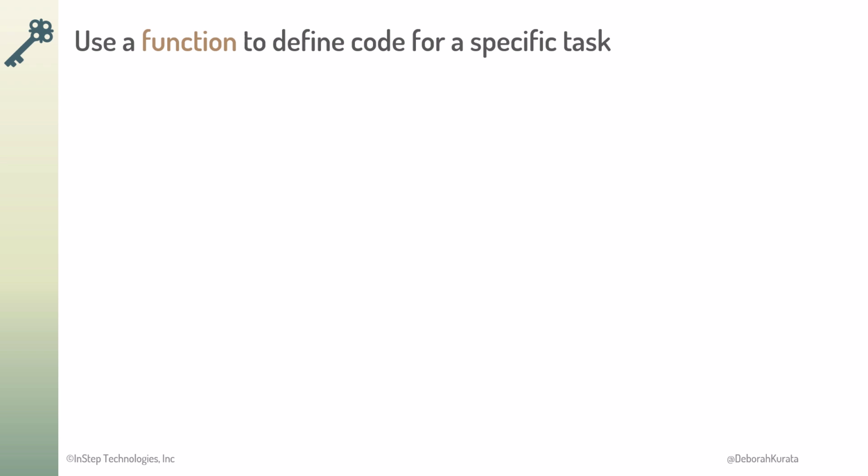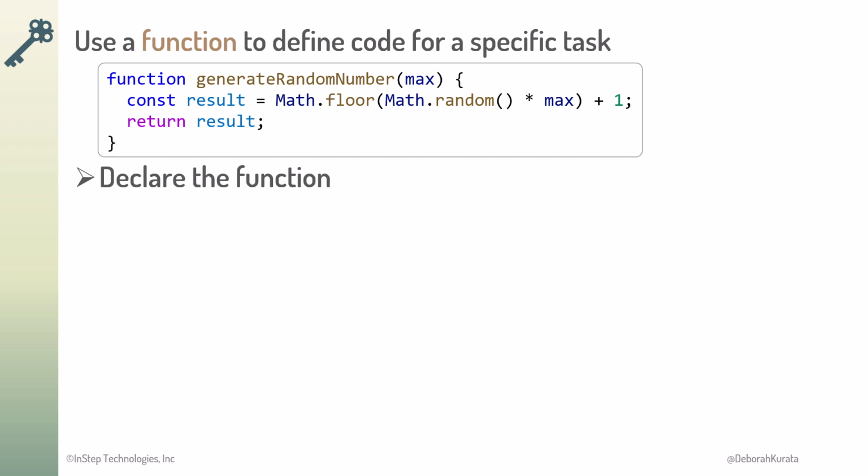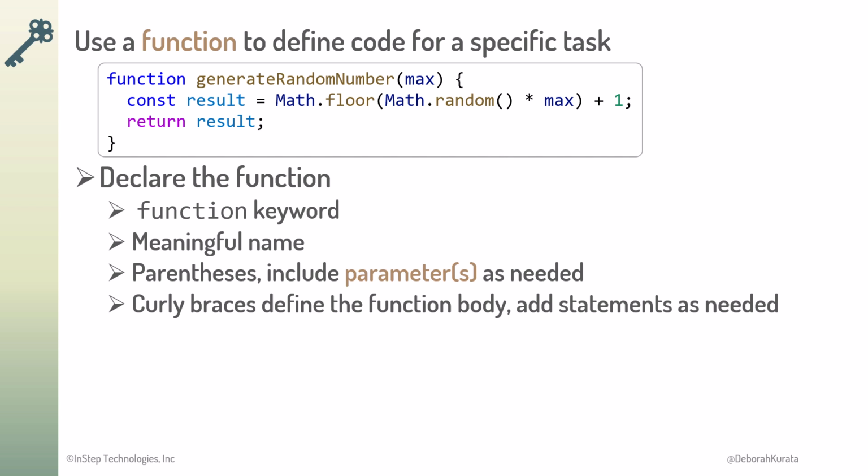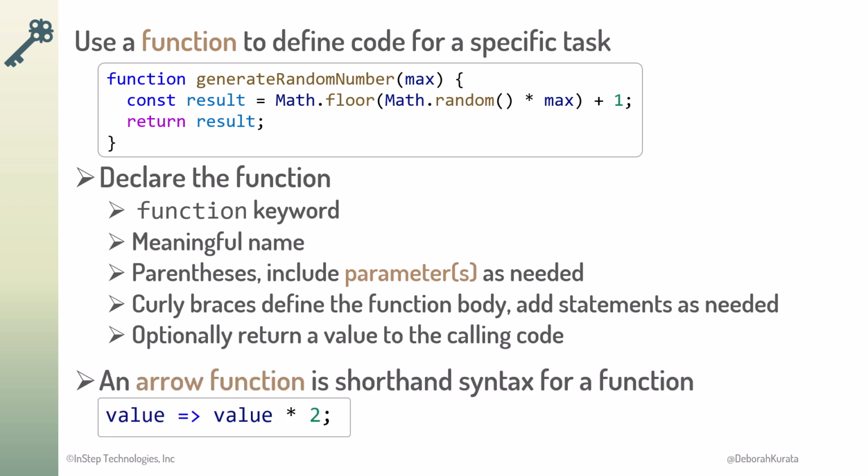So, use a function to define code for a specific task, a side mission if you will. Declare the function with the function keyword, a meaningful name, and parentheses. Define parameters within the parentheses if this function needs data to perform its task. Separate multiple parameters with commas. Use curly braces to define the function body and add statements to perform the task. Optionally return a value to the calling code. An arrow function is shorthand syntax for a function declaration. But since it doesn't have a name, it's most often used when passed into another function.